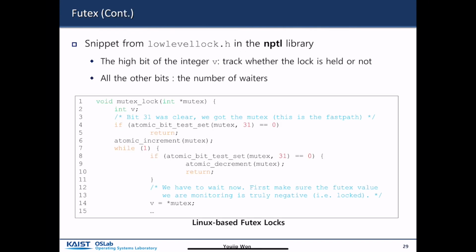This is a sample code. In lowlevellock.h in the glibc library, they implement a lock using futex. The interesting implementation of this lock is that they use a single integer variable, v, to keep track of the lock state as well as the number of threads that are waiting for the lock. That's a very interesting part. And the second thing is that it is highly optimized for the common case where there is not much contention at all, and there is one lock holder who releases the lock and acquires it again.